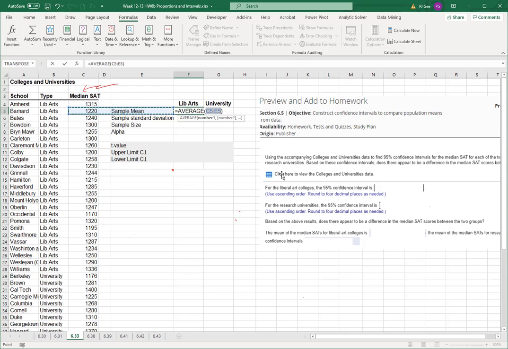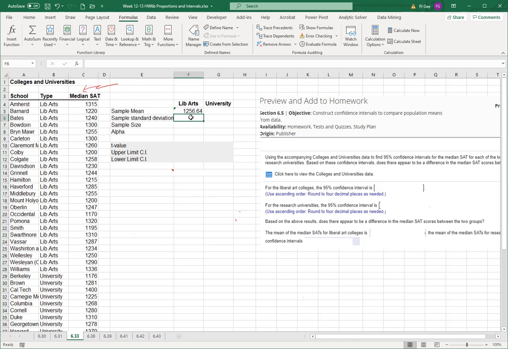When these questions are presented to you, you click on this little icon over here. This is just a screenshot, so it's not live, but you click on that icon and download the data as Excel, whatever they give you. So we need the sample mean for liberal arts here. I'm going to grab this range, being careful not to pick up anywhere else. Okay, so the mean is 1256 on SATs.